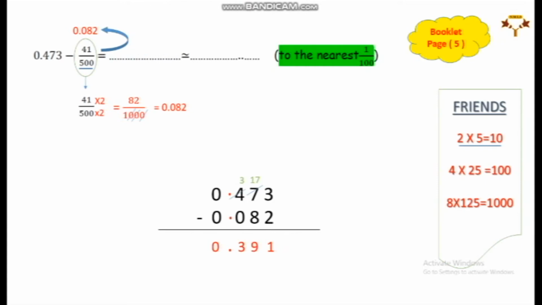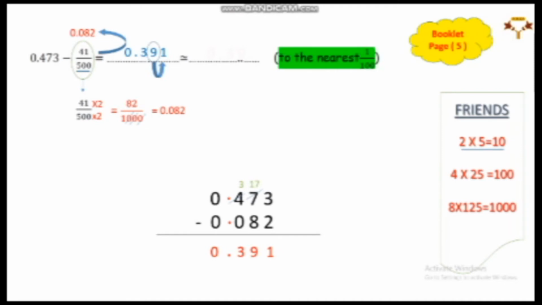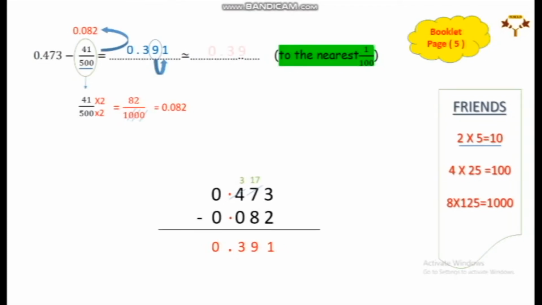Circle the hundredths place, which is 9. Excellent. So ask the 1. Is this 1 from the weak or from the strong? It's from the weak. It's from the poor family. It will never give anything to the 9. So the answer will be as it is, which is 0.39.